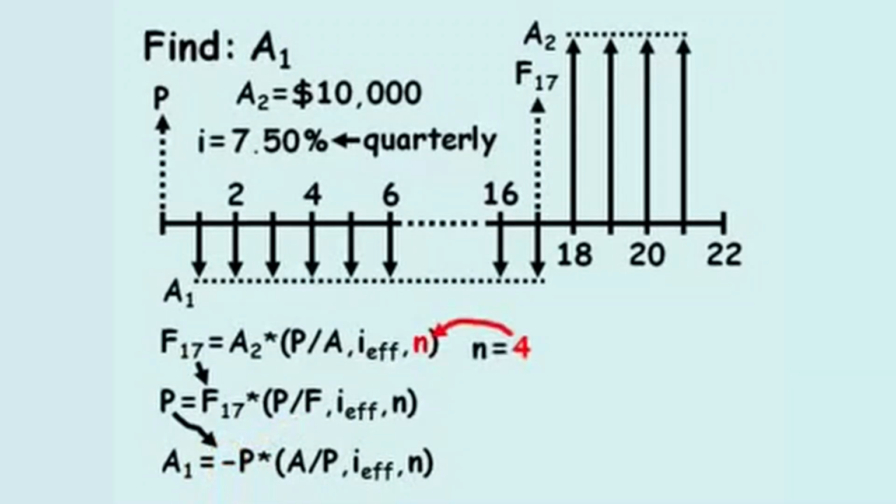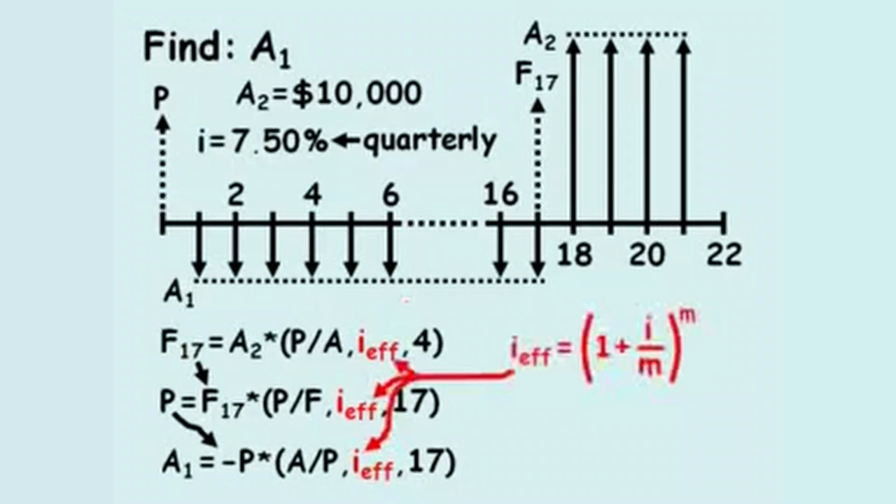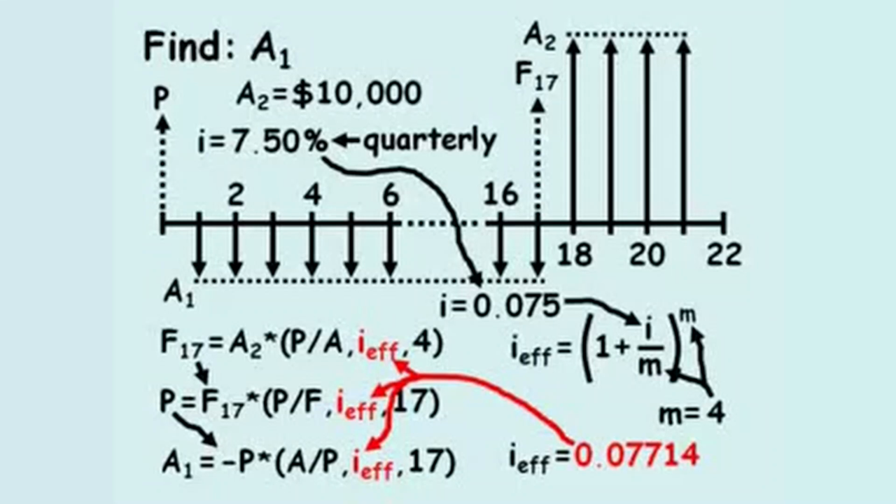The value of N equals 4 for the first equation and N equals 17 in the second and third equations. The effective interest rate is the same for all 3 equations and equals 1 plus I over m all raised to the m. In this equation, I represents the nominal interest rate, 7.5%, and m equals 4 because the interest is compounded 4 times per year. This makes the effective interest equal to 7.714%.